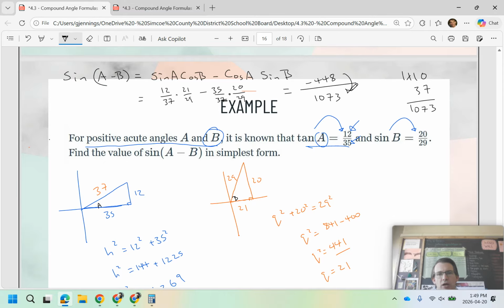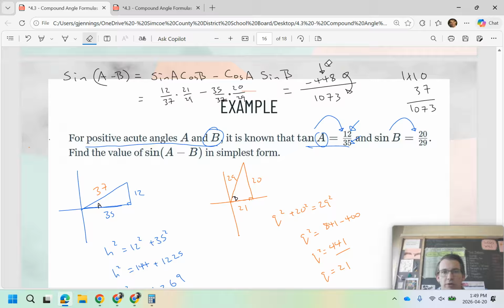And then we check for common factors, but it's very unlikely to have a factor of 37 and a factor of 29 in that number. I don't think they exist. No, they don't share any common factors. Numerator, denominator. So that would be our final answer there.